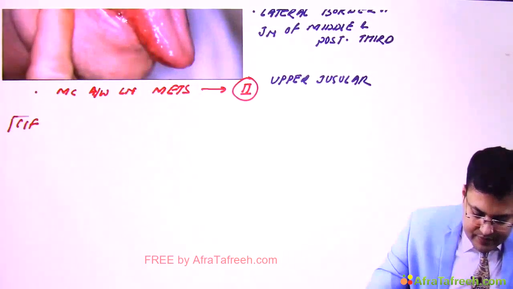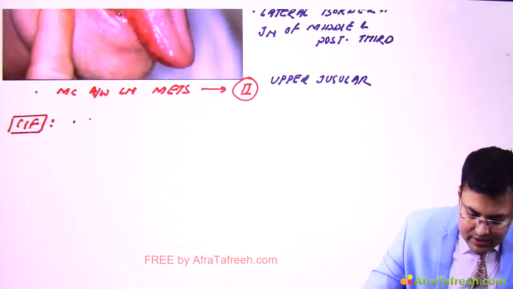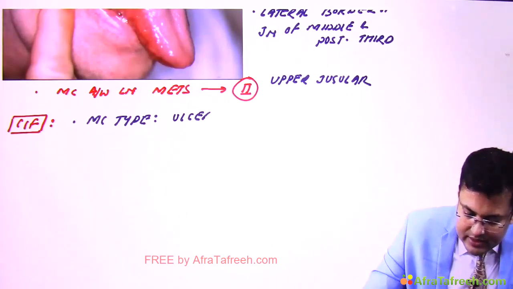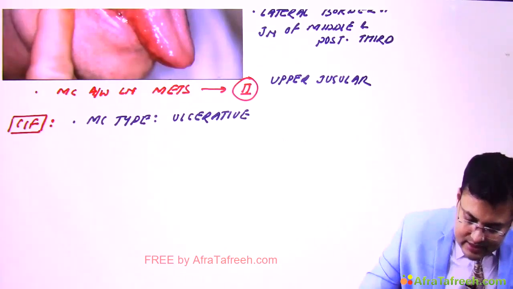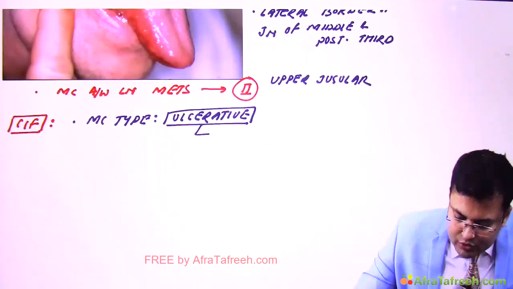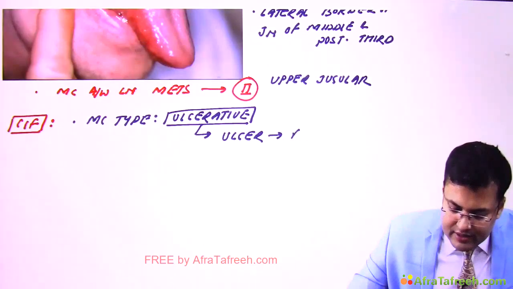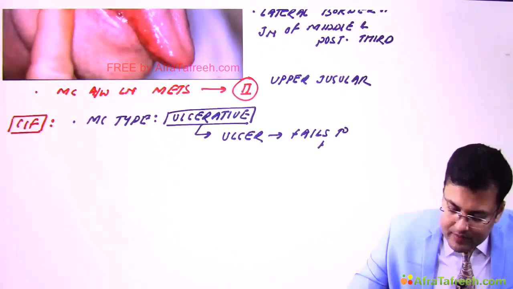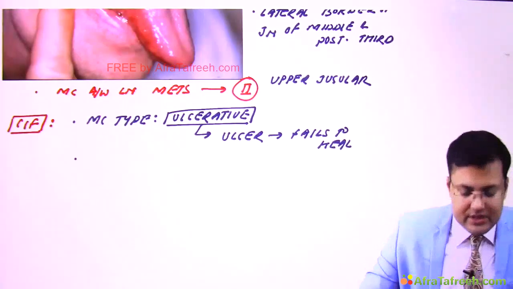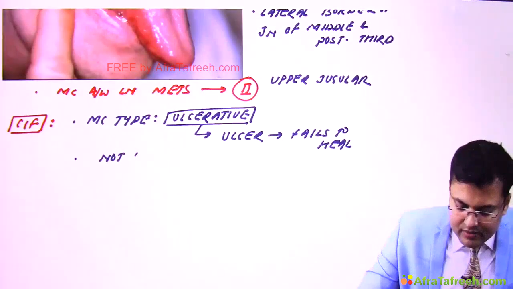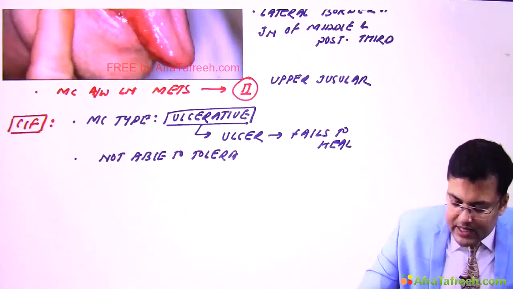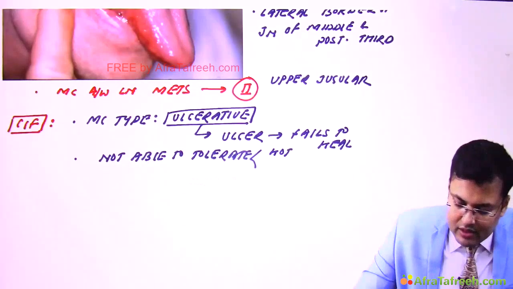Clinical features, a very important point. The most common type is the ulcerative variety, and since it is ulcerative, the most common presentation is an ulcer which is not healing. So a long history of an ulcer which fails to heal. And the second problem, these patients are not able to tolerate hot and spicy food. Right?